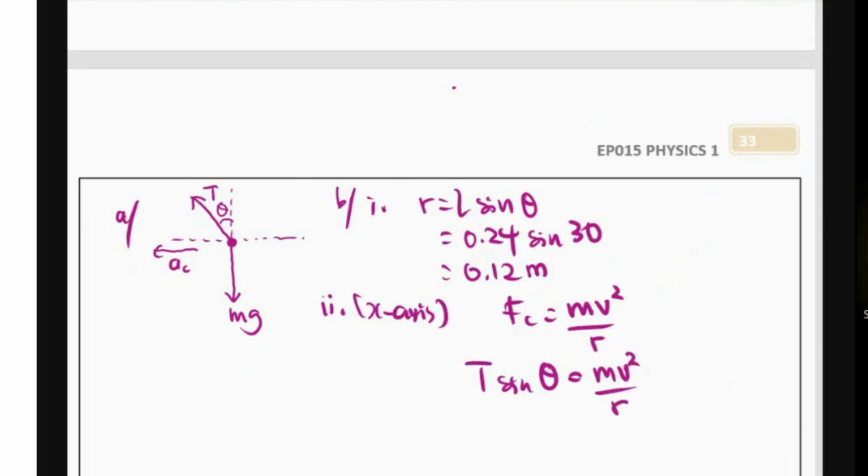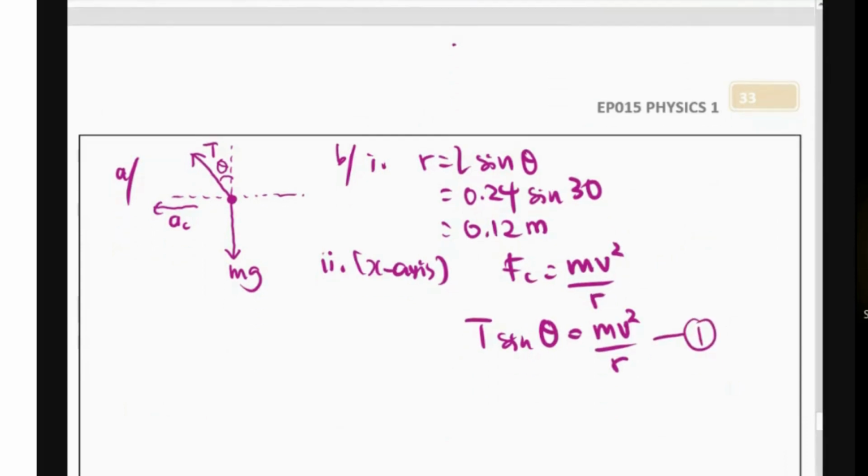You may leave this because you are looking for v. Mass is not given. Tension is not given. r we know. So there are lots of unknowns, so just leave it as the first equation.